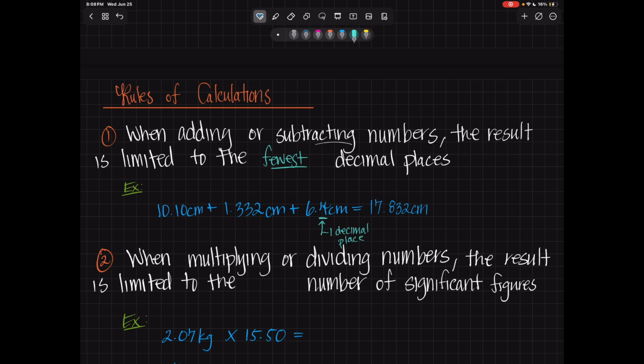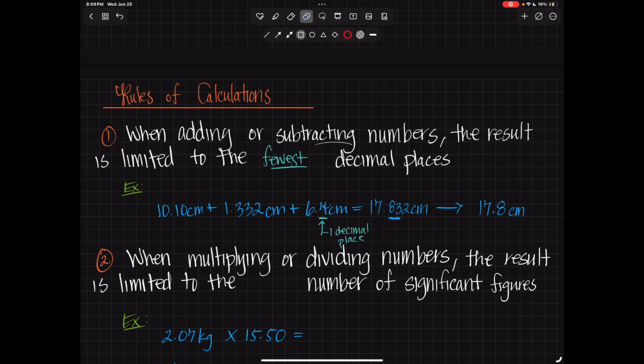So we need to record our answer to one decimal place to match our significant figures. And so we do so as such. What you would do is round this 3, which determines the 8. If it's 5 and up, you round that 8 to a 9. If it's 4 or lower, it remains an 8. So let's go ahead and keep our units.